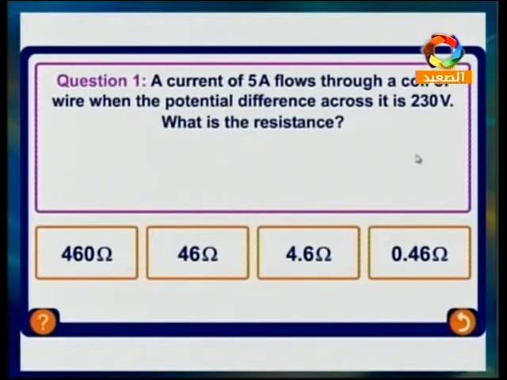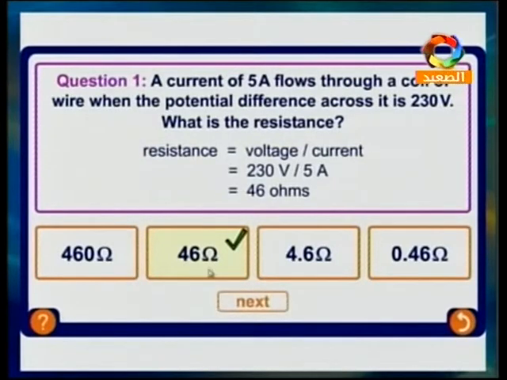No, it is wrong. Why? Because here we have R, it's V divided by I. So V divided by I, 230 divided by 5, it's equal to 46. Why? Because the resistance equals voltage divided by current. So here we have 46 ohms. Don't forget the unit, ohms, because you have half a mark on this unit in your exams.